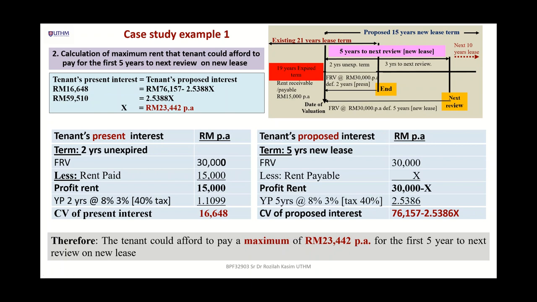But the tenant proposes to surrender these two years of the unexpired term. So the tenant wants to surrender, so they want to give up these 2 years of unexpired term, but in return, he requests the proposed 15-year new lease with a 5-year rent review. So for the first 5-year review, the market rent of the similar type of property is still $30,000 per annum.